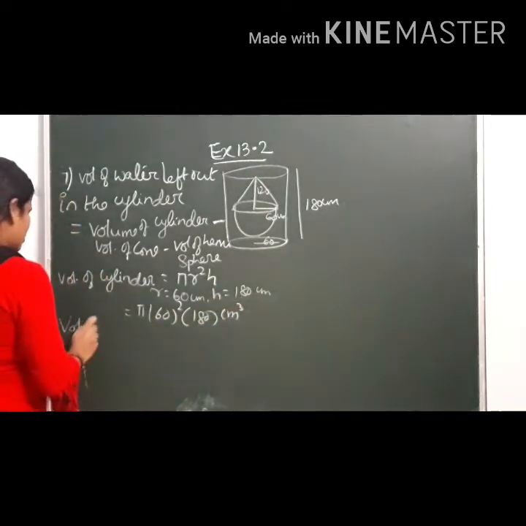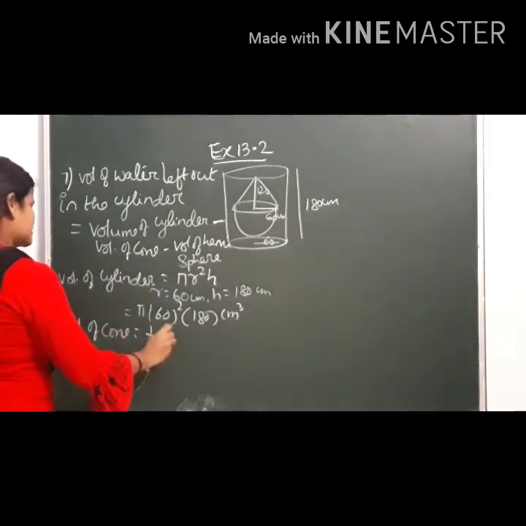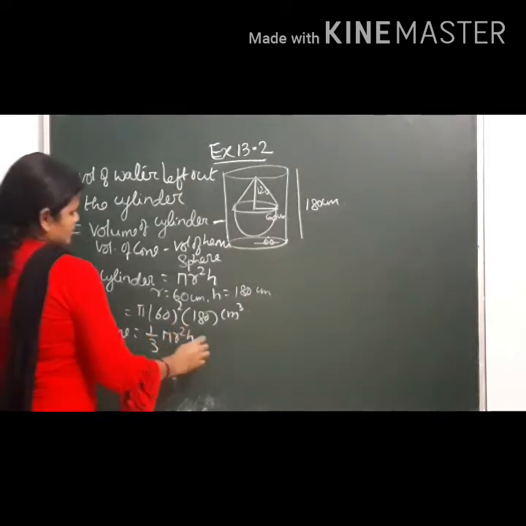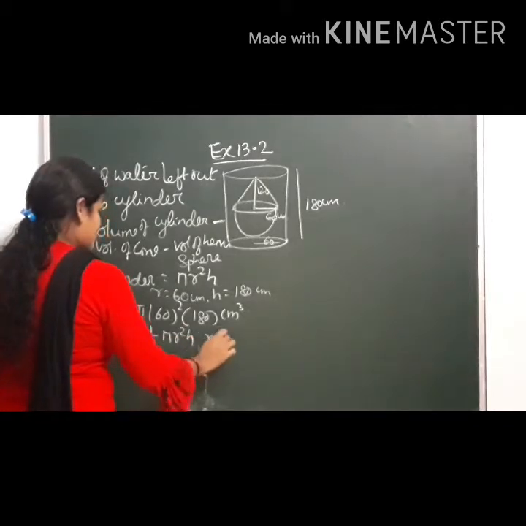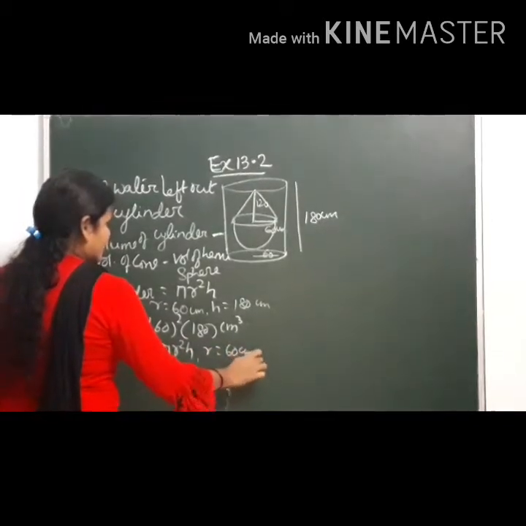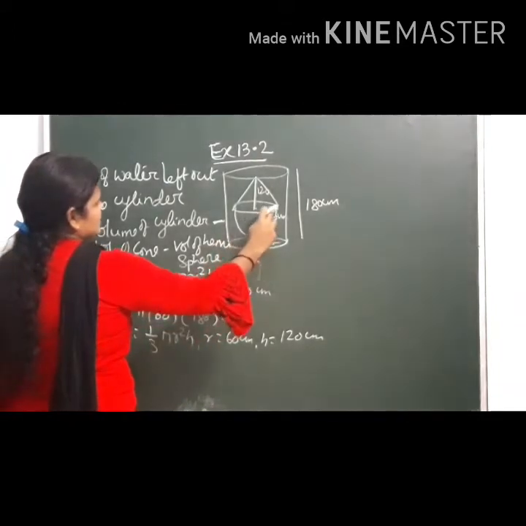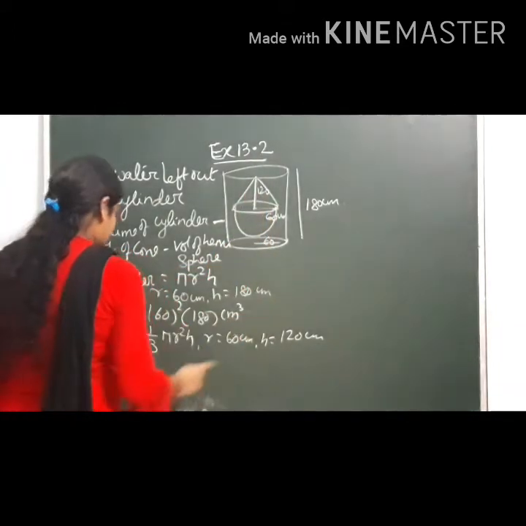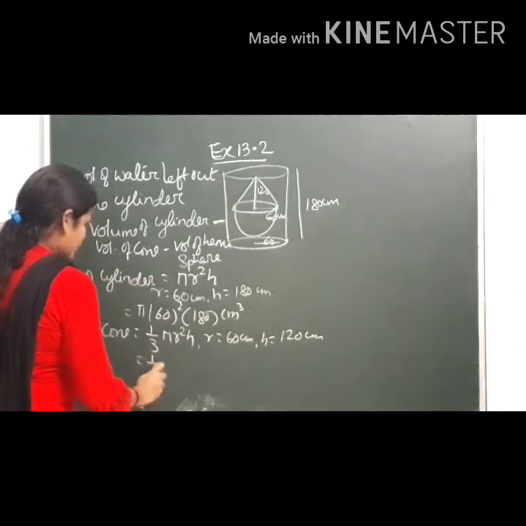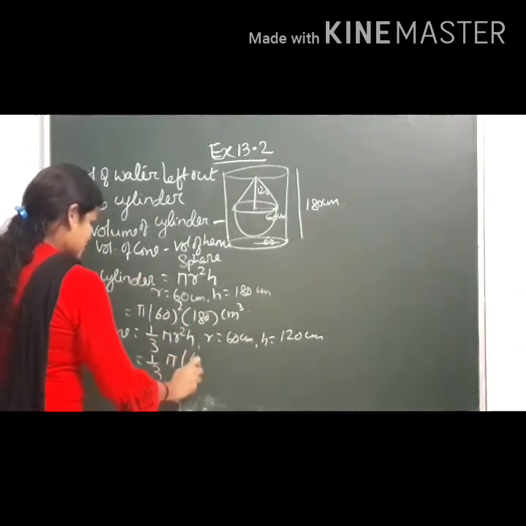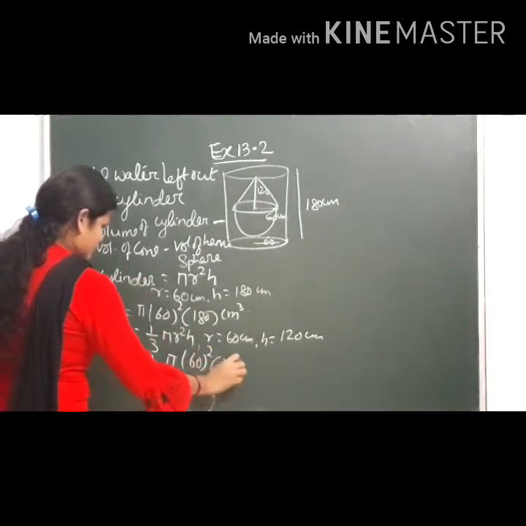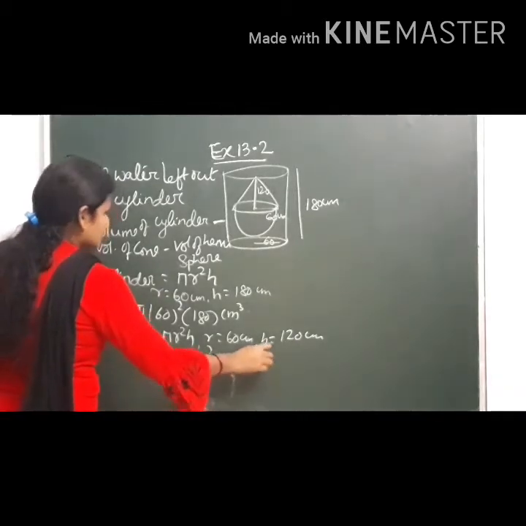Next come to volume of cone. 1 by 3 pi r square h here. R is the same, R is equal to 60 centimeter, and volume of the cone is equal to 1 by 3 pi r square. Its radius is 60 centimeter and height is 120 centimeter. Put the value here. Pi r square, that is 60 whole square, h is equal to 120 centimeter cube.